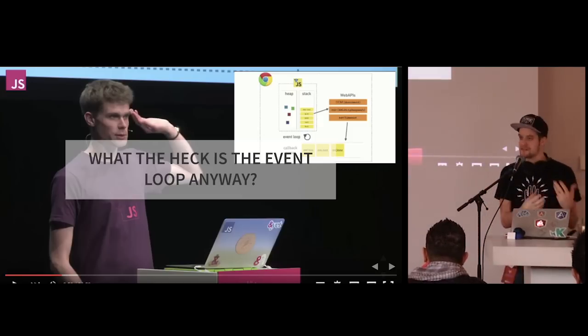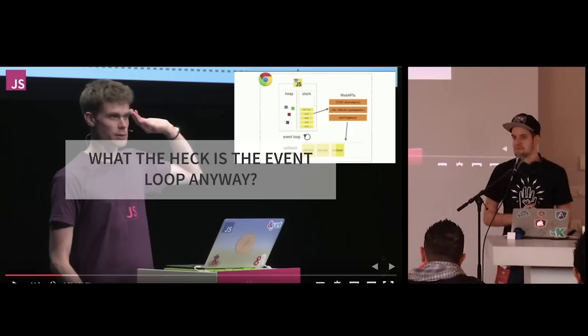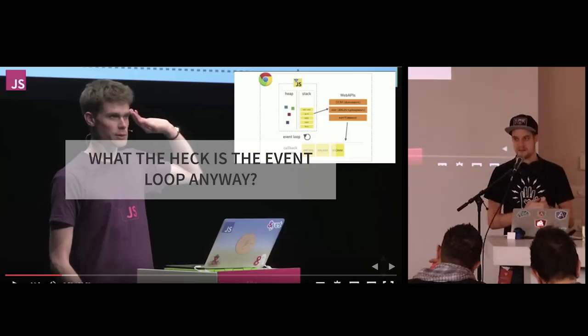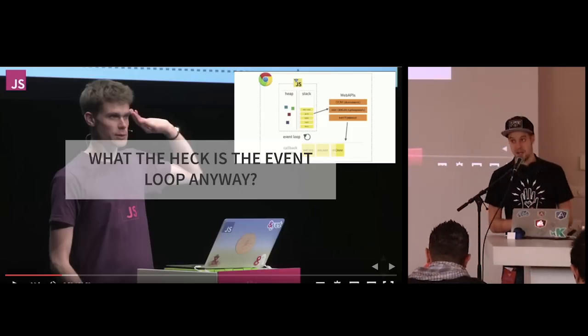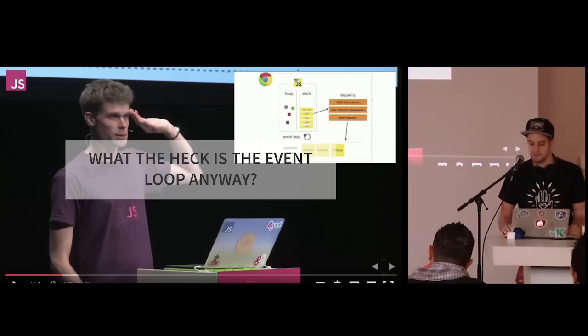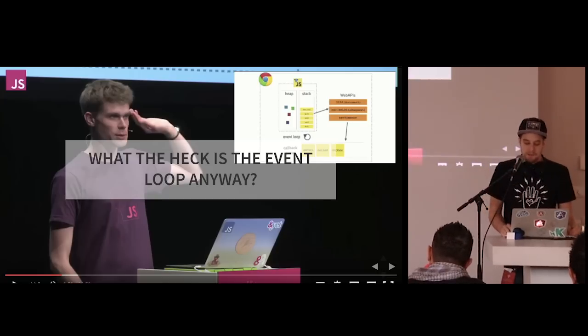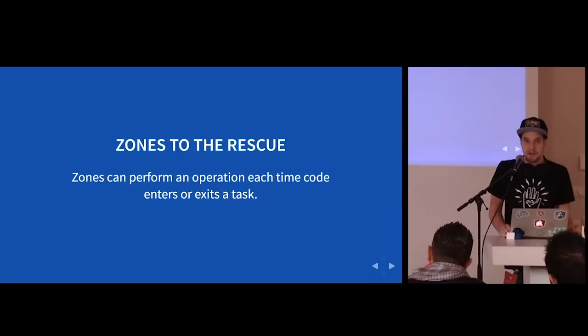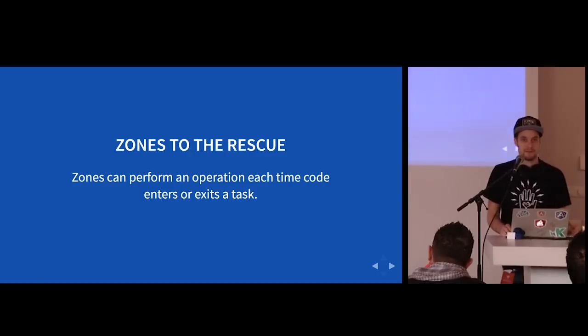Well, it turns out that this is exactly the same thing that happens in Angular, right? This asynchronicity, the moments when application state can change, when you click a button, when you do a setTimeout. So there has to be something that triggers Angular and tells it we have to update the view. And this is where zones come into play, because zones allow us to basically perform an operation each time a task is being entered or exited.